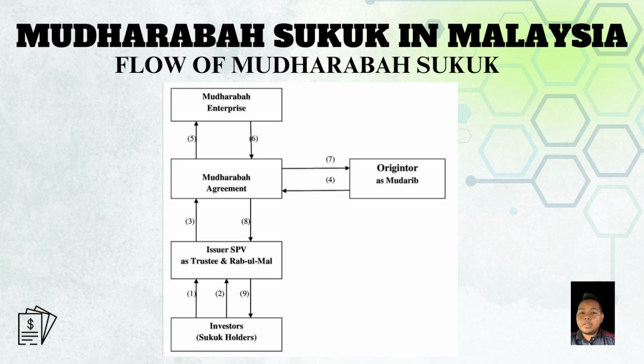Originator role. The originator as Mudharib contributes expertise and management to the Mudharabah enterprise. The issuer SPV and originator enter the Mudharabah enterprise to generate profit on invested principal. Accrued profit from the Mudharabah enterprise is shared between the issuer SPV and originator per the agreed ratio. If profit exceeds the benchmark, the Mudharib may receive a performance fee for the expertise. The issuer SPV holds Mudharabah profit in trust for investors and uses Mudharabah revenue to provide a regular return to investors.